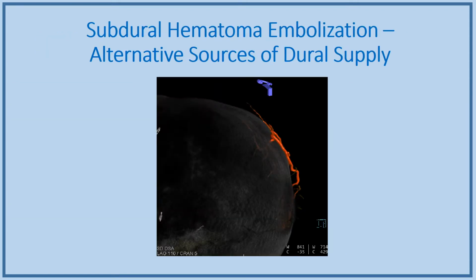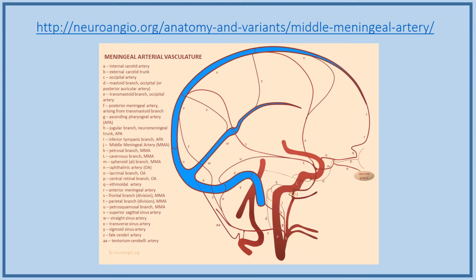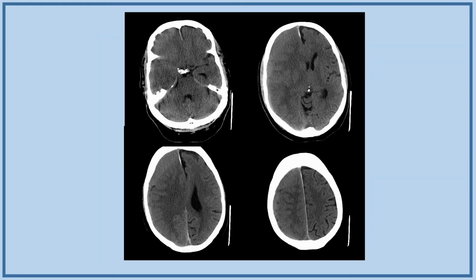Today we're going to talk about subdural hematoma embolization. We want to focus on the notion of dural supply as a whole. This is a picture from one of the pages on neuroangio. Basically, the point is that the MMA is not the sole supply of the dura. There are lots and lots of other things out there, and it's important to know them.